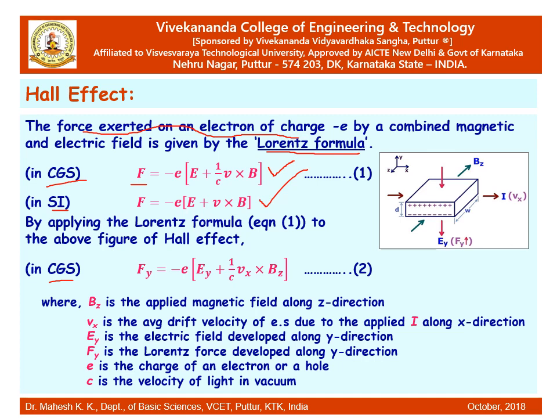Okay, let's proceed. By applying the Lorentz formula to the above figure, we have suffixes like F_y, because that is the Lorentz force developed along the y-axis. Just compare this equation 1 and equation 2; the difference is just the subscripts. E_y refers to the electric field developed along the y-axis, and 1 over c. And V_x is the average drift velocity of electrons due to the applied current along the x direction, cross B_z, which is the applied magnetic field along the z direction.